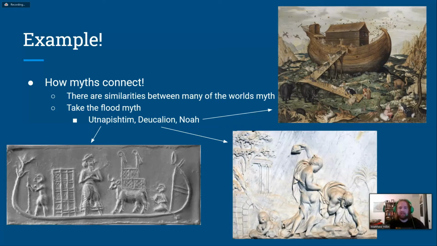So I didn't put a map up here, but basically the area we're looking at is what is modern-day Israel, and up and down into modern-day Iran. It's the Fertile Crescent. It makes a crescent shape.